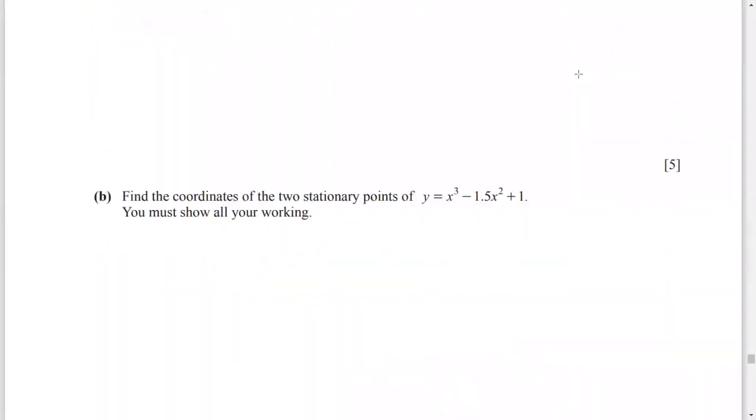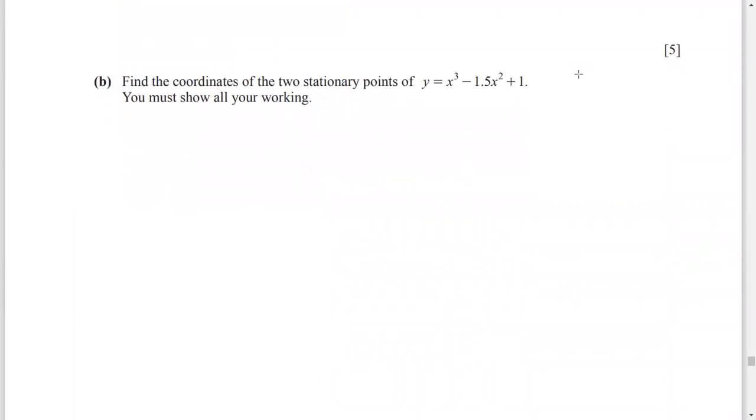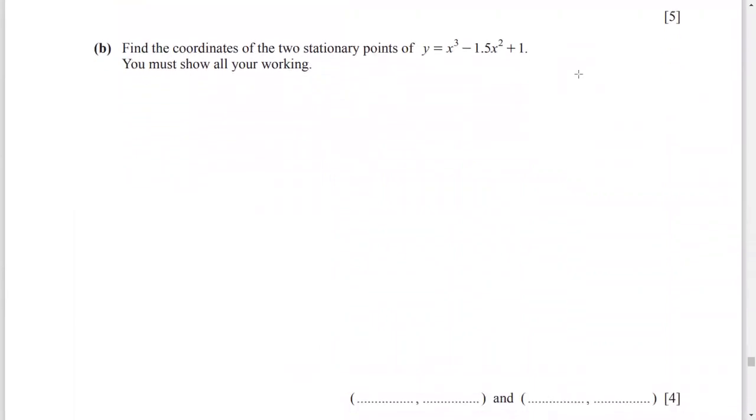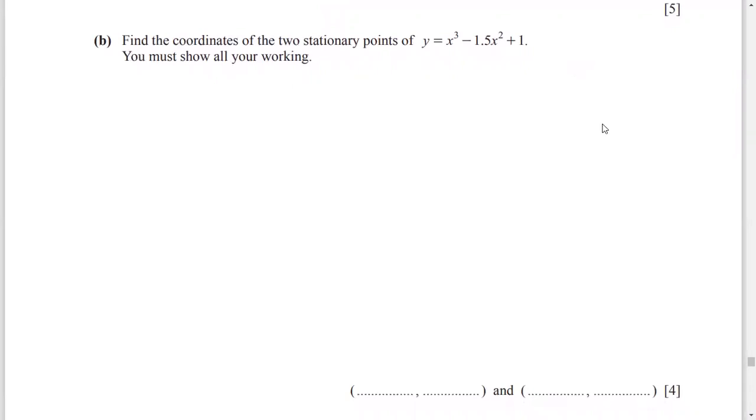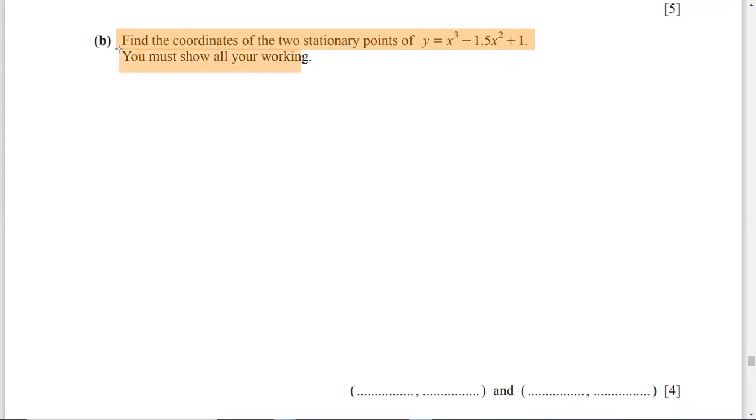Now for the second part, that is part B. According to the question, find the coordinates of the two stationary points. Dear guys, because the given equation is cubic, and on a cubic equation there will be two stationary points. That's why he is saying find the coordinates of the two stationary points. You must show all your working.